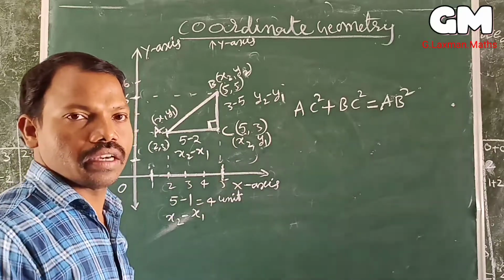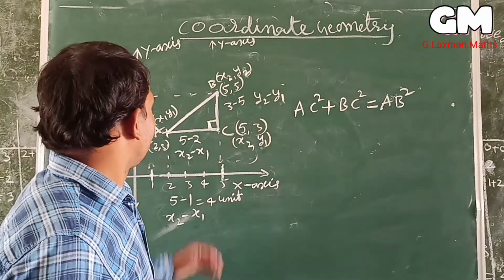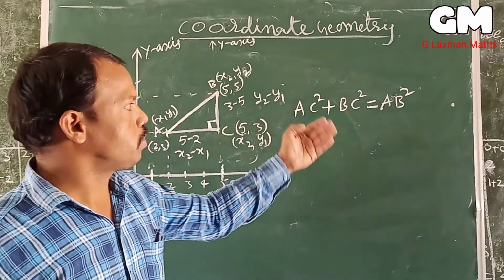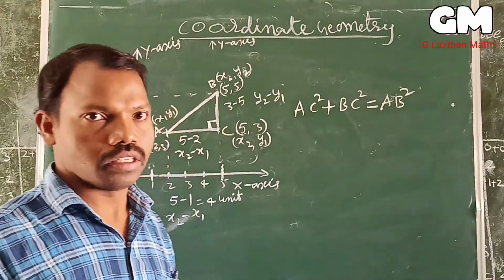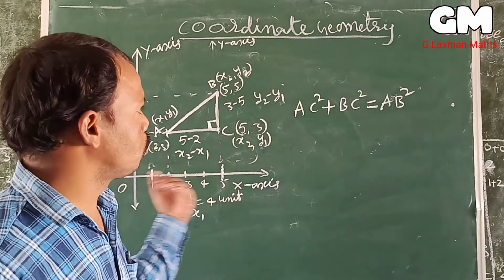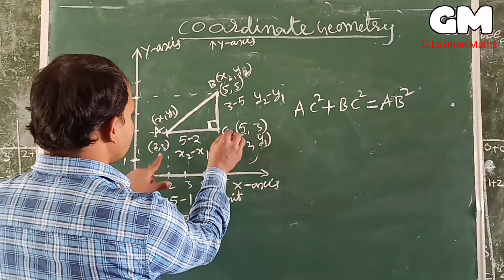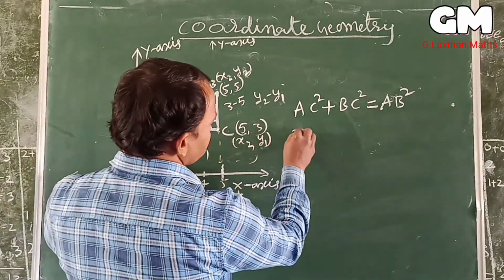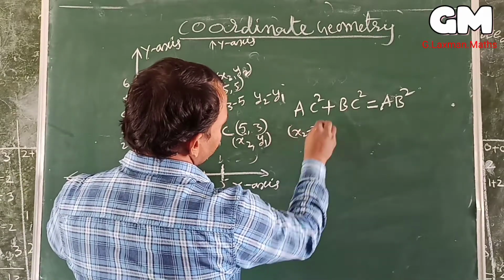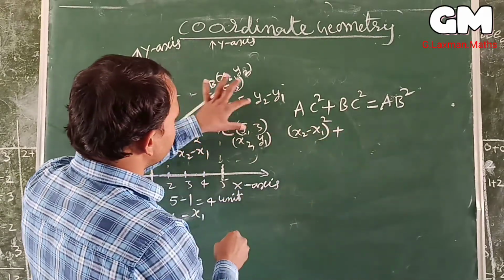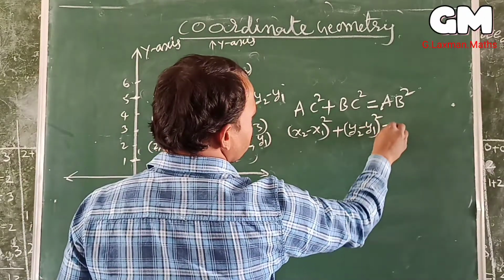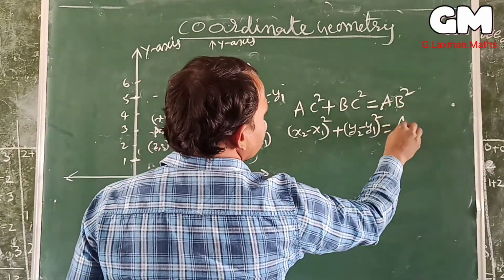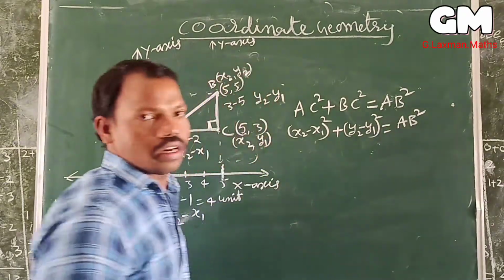We know the Pythagoras theorem: in a right angle triangle, the sum of the squares of the two adjacent sides is equal to the square of the hypotenuse. So what is AC? AC is x2 minus x1. So x2 minus x1 whole square plus BC, which is y2 minus y1 whole square, is equal to AB square, which we need to find.